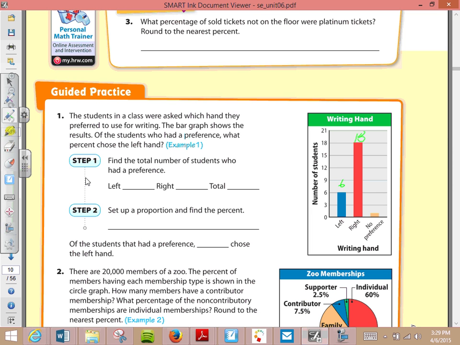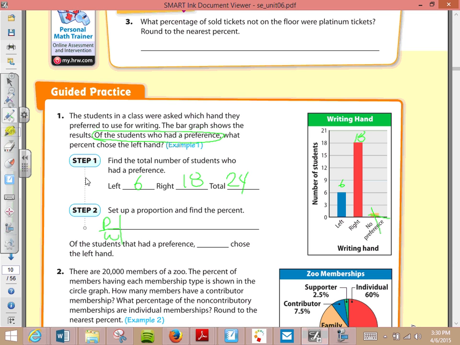All right, so the students in the class were asked which hand they prefer to use for writing. The bar graph shows the results. Of the students who had a preference, this is a key sentence, of those who had a preference, what percentage shows left hand? Well, we don't care for these, right? Because they had no preference. We only focus on the ones that did. How many were left? 6. How about right? 18. How do we have total? 24. So set up the proportion.